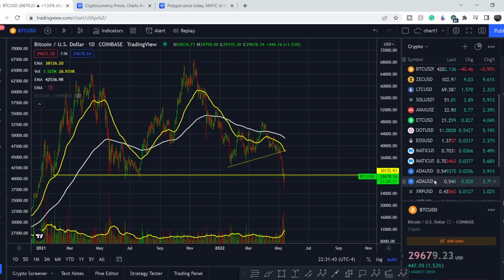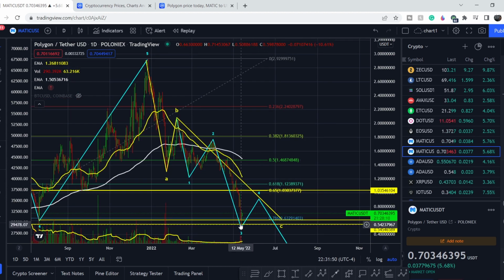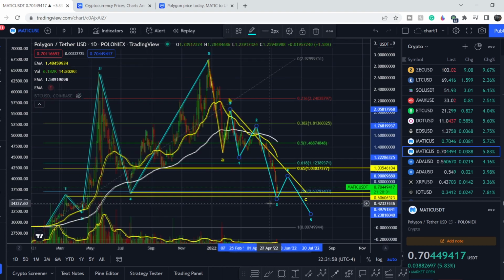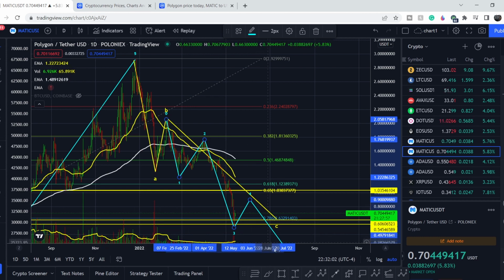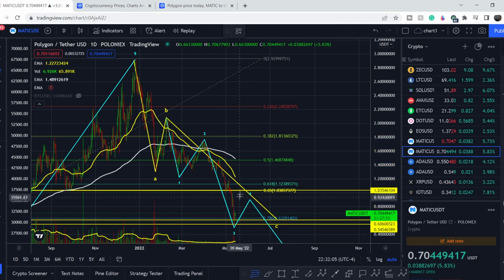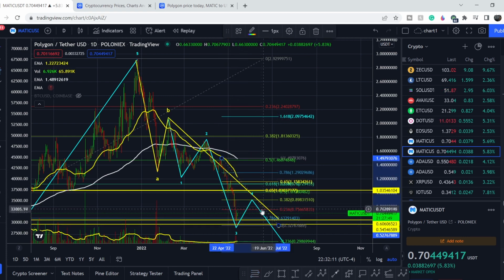So, let's continue with the Polygon itself. Right now, as I already mentioned, in my opinion, we completed the third wave right here, and we might have a bounce to the upside in order to form the top of our fourth wave. And for now, it is very tricky to assume where we might land, and to make some assumptions, I have to pull the Fibonacci retracement tool from this top, from swing high to swing low, and the ranges are the following.